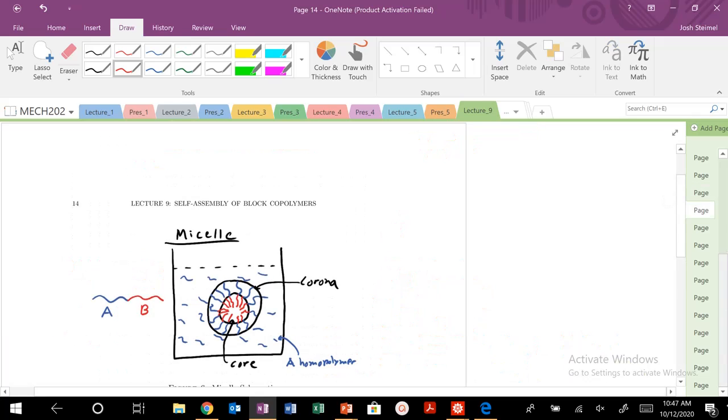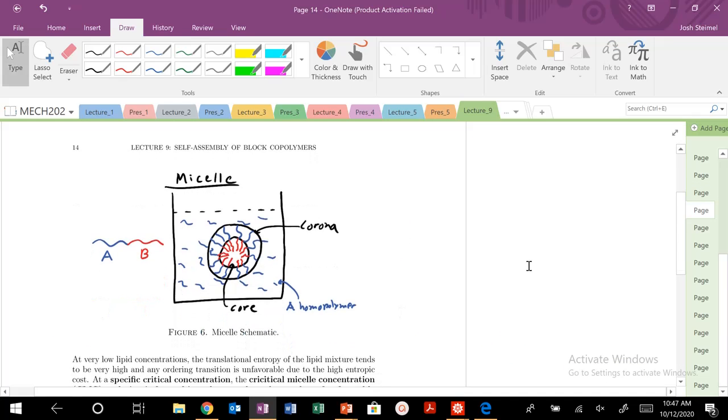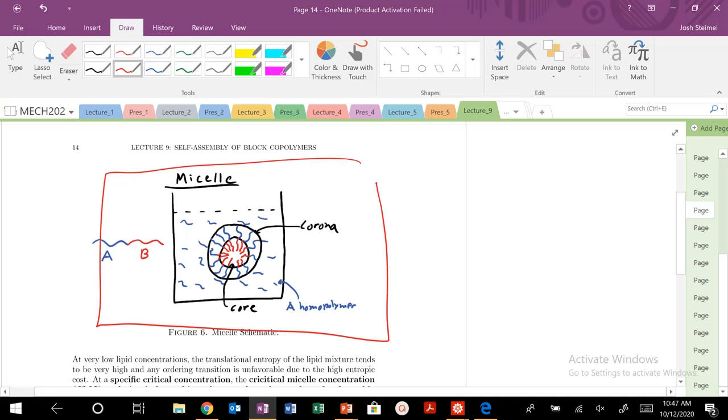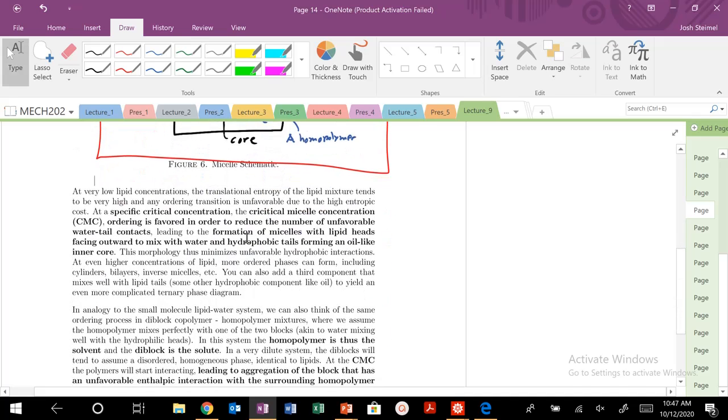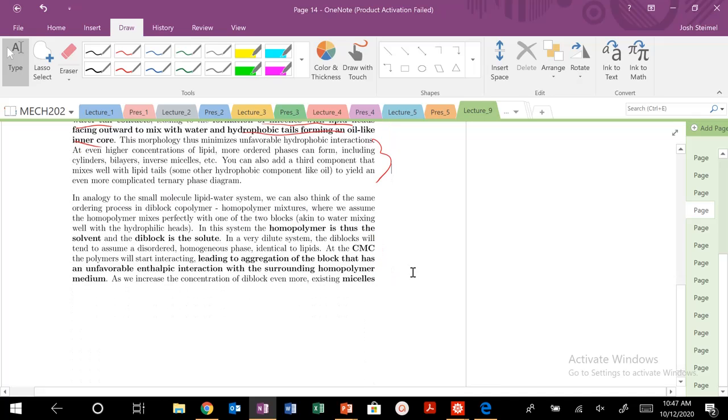Again, I really like this figure here of the micelle. This is exactly what we're going to be seeing: core and corona, looking like an eyeball with really red eyes. So that's what we're going to be working with here. At a specific concentration, the CMC, ordering will form this micelle structure to reduce the number of unfavorable interactions. Basically, you have the lipid heads facing outwards and hydrophobic tails inwards towards the core, to hide those interactions. And you could form even more ordered phases too.